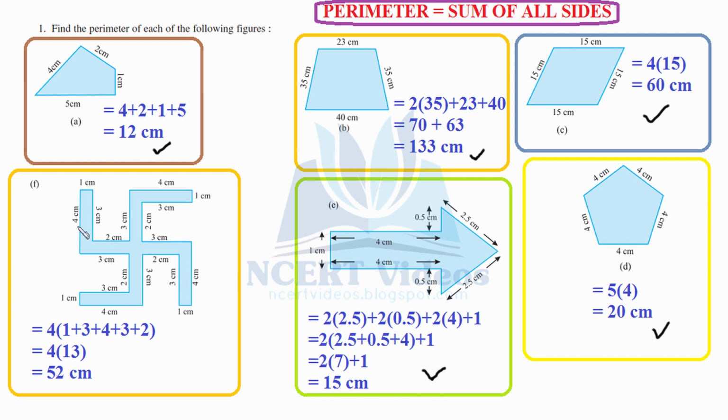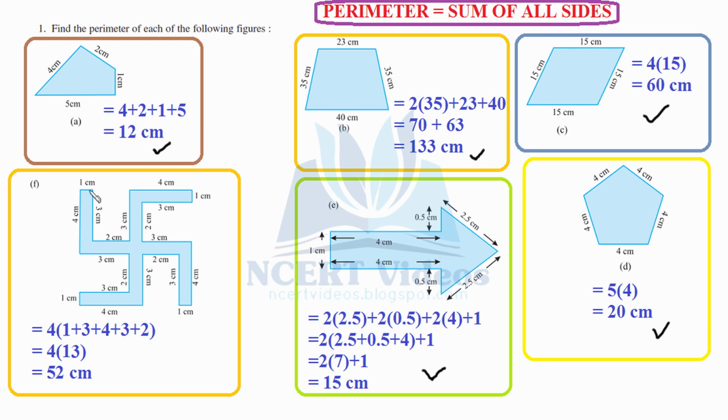This seems to be a complex figure, but it is very easy if we check it very carefully. You can see the same pattern has been repeated on all 4 sides. This is 4 centimeter, you can see here, and this is 3 centimeter in all the 4 figures. And again, you can see here it is 3 centimeter, and then 2 centimeter here, 2 in another.